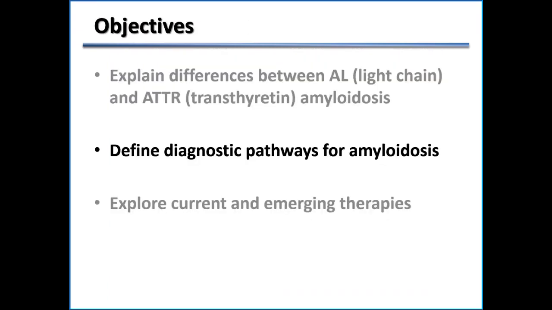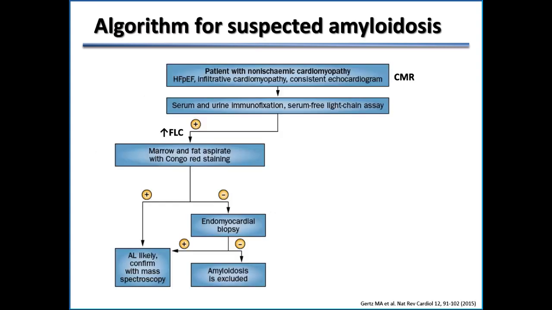So I want to move on and talk about diagnosis. So how do we diagnose it? This is a nice diagram from Lori Gertz at Mayo Clinic. In general, when you see these patients in clinic, you see that they're diagnosed with amyloid. You can get clues from echo images as well as cardiac MRI.